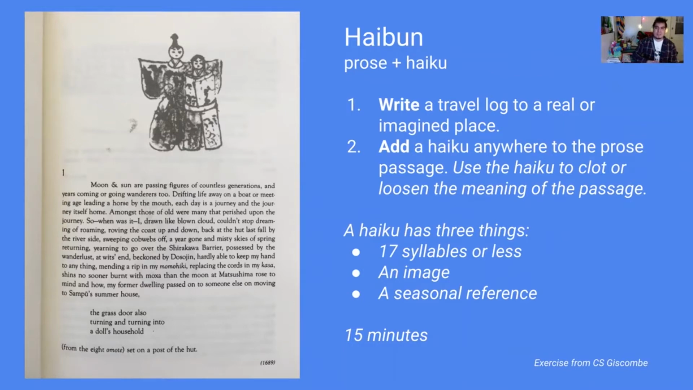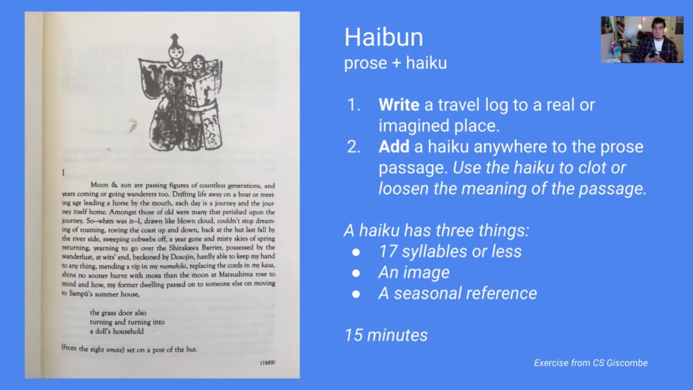This example comes from Basho. And Basho was known and is often touted as a haiku master. I came across Basho through C.S. Giscombe. So what do you need to make a haibun? Well, you need a haiku and a prose passage.